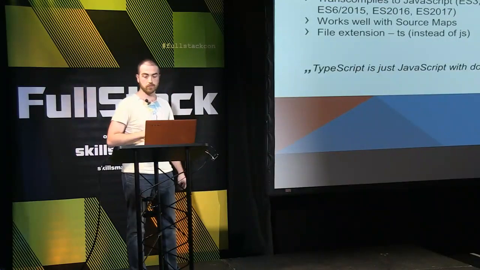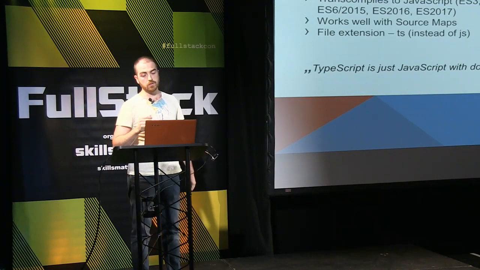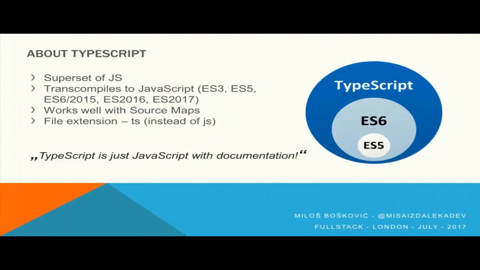TypeScript is a superset of JS, if we're going to be using mathematical terms. And that means that if you write something in ES6 or ES5, TypeScript is going to accept that and it won't complain. And that's one good thing about migration. So in theory, you should be able to take your existing JavaScript project and just add the TypeScript compiler, and everything should be working just fine, more or less. So it compiles to ES6, ES5, ES3, or the latest one, ES 2017, whatever you choose. And of course, it works well with source maps.